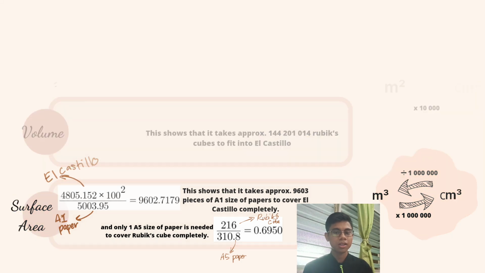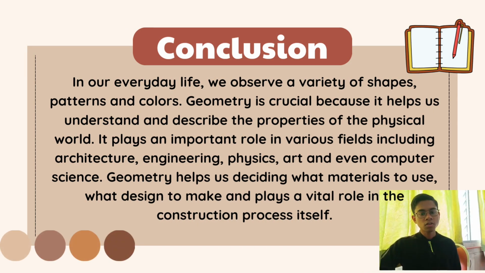So for conclusion, in our everyday life, we observe a variety of shapes, patterns and colors. Geometry is crucial because it helps us understand and describe the properties of the physical world. It plays an important role in various fields including architecture, engineering, physics, art and even computer science. Geometry helps us decide what materials to use, what design to make and plays a vital role in the construction process itself.